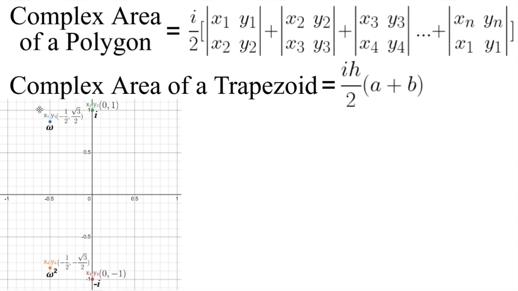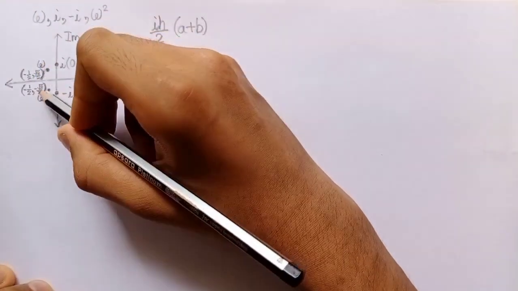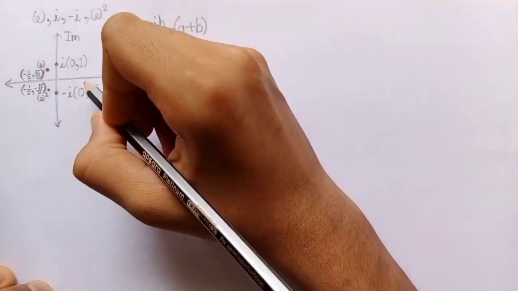Then we have a, which is the length of the shorter side, the distance from omega to omega squared, which is also the difference in their y coordinates. And b is the length of the longer side, the distance between i and minus i, which also happens to be the difference of their y coordinates. So let's plug these values into this formula and see what we get. I hope it works. This is the arrangement we have left: the four roots on the Gaussian plane with their respective coordinates.